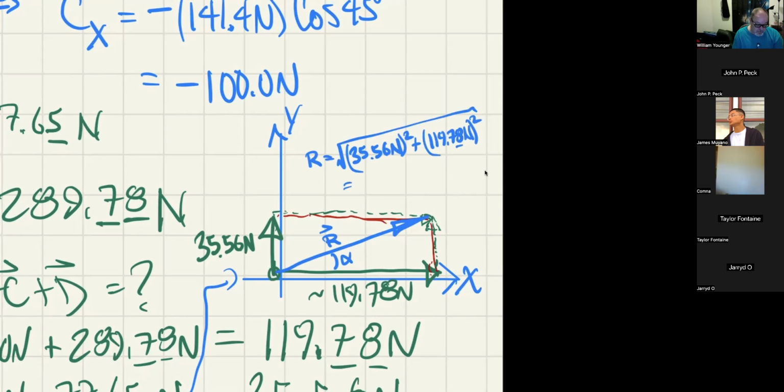So let's try that. Let me see, I'm going to square that plus square that, and that gives me 15,611 under the square root. So I'm going to raise that to the 0.5 power, and that's going to give me roughly 124.95 newtons.